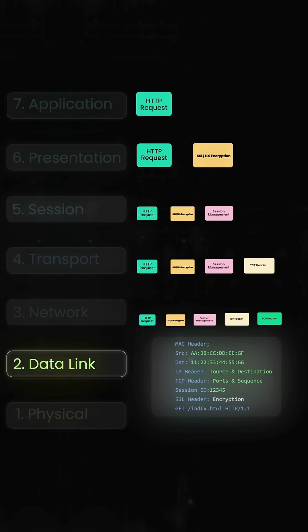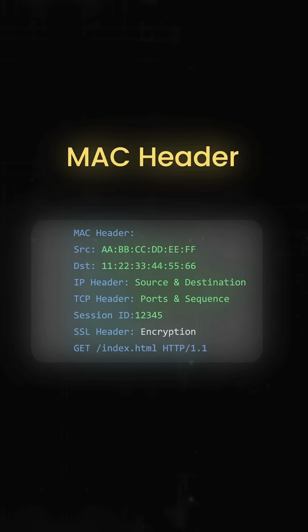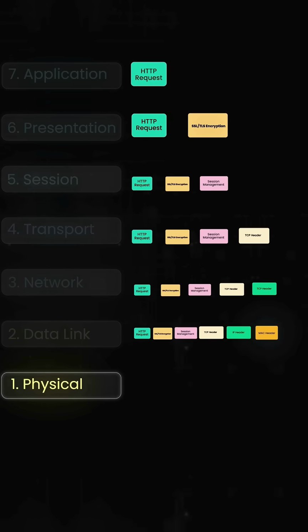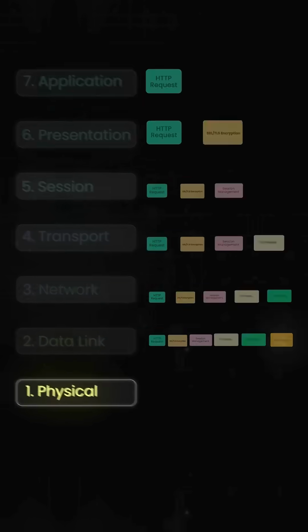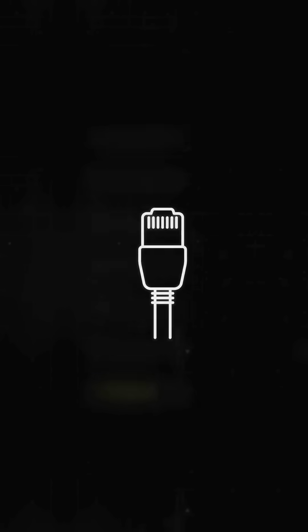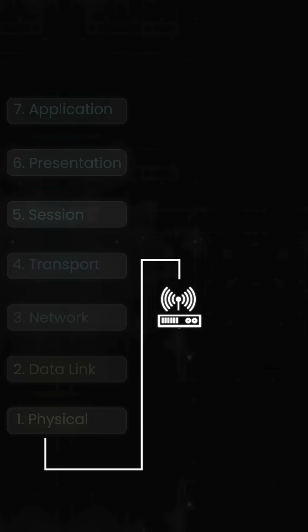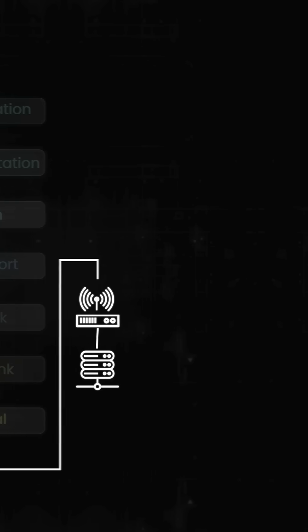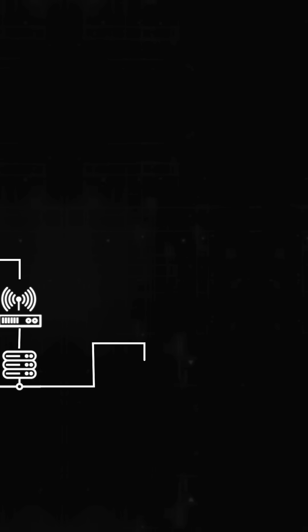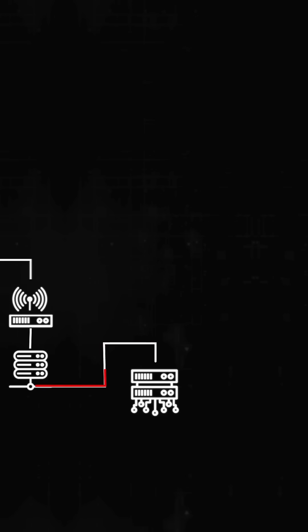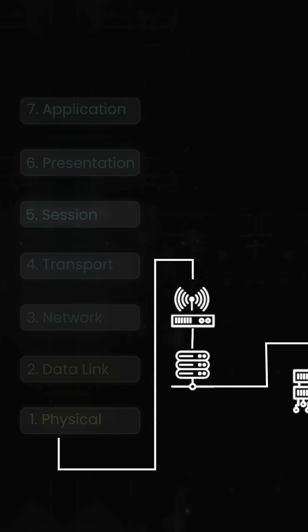Layer 2 adds MAC addressing for local network delivery. Finally, Layer 1 converts everything to electrical signals that travel through your Ethernet cable or Wi-Fi radio waves. It travels across the internet through routers that read Layer 3, switches that read Layer 2, and finally reaches the web server.